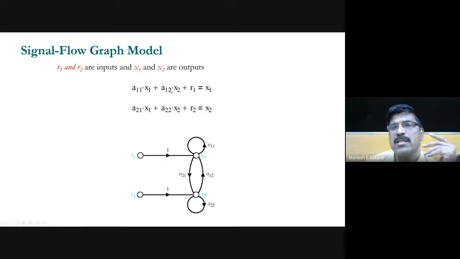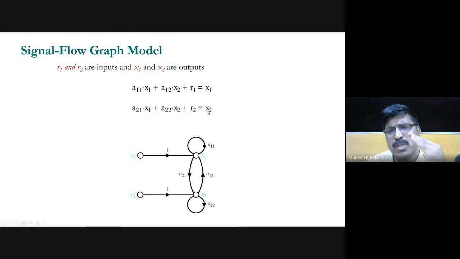And another signal is coming from X2. So this is the X2 node, and the gain of that one is equal to A12. So that's why the signal direction is like this. So X1 is equal to R1 plus X1 into A11 plus X2 into A12. So this is the mathematical equation which we have represented in a signal flow graph, right?